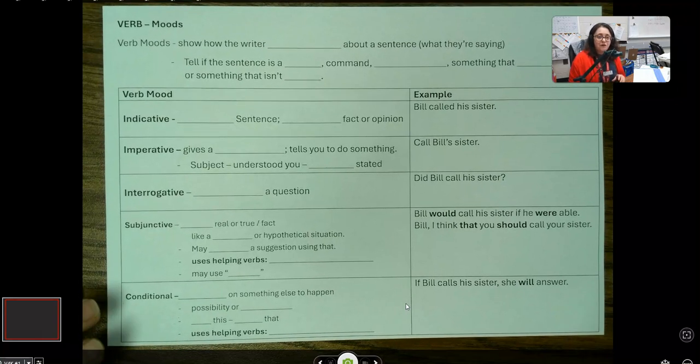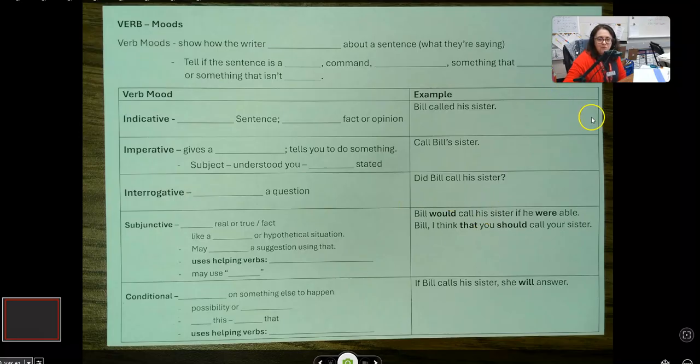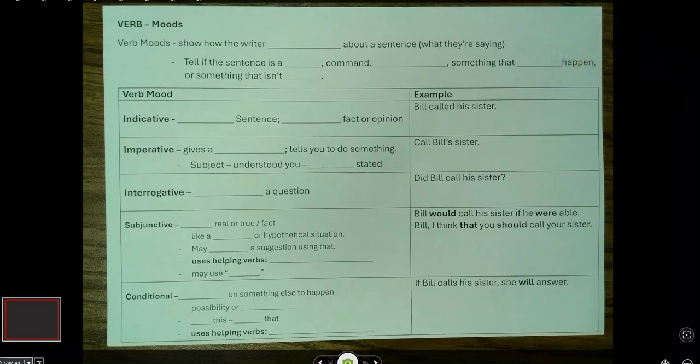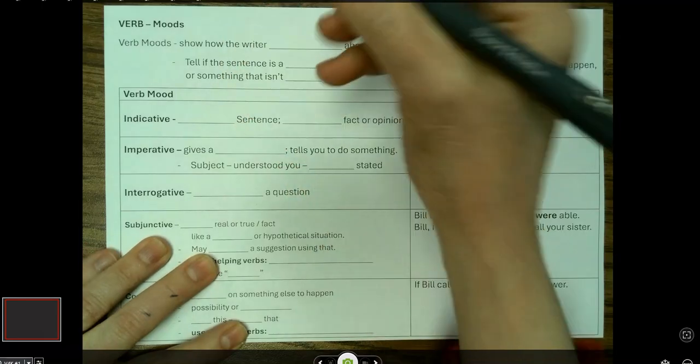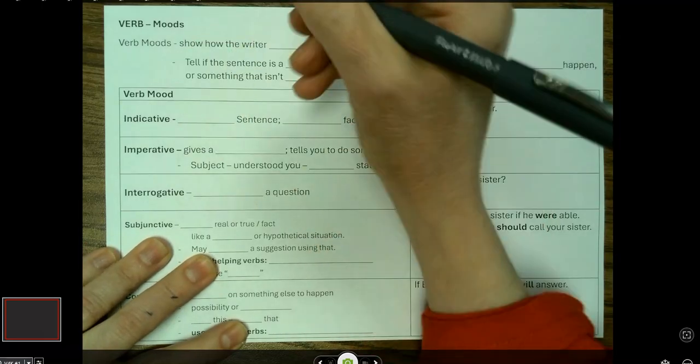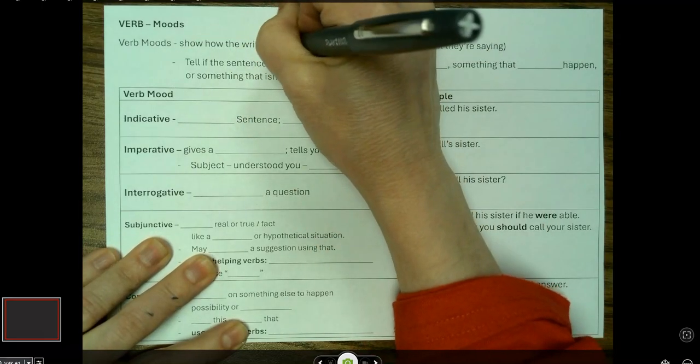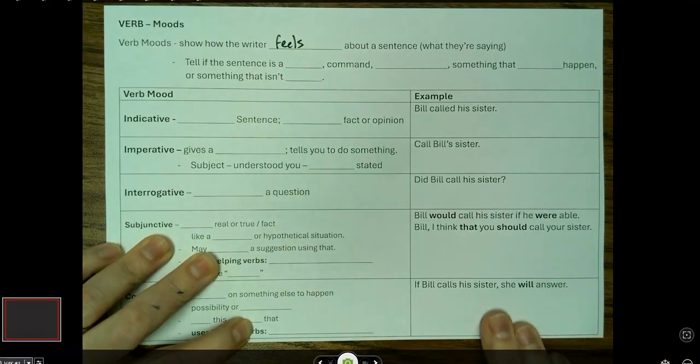All right, so verb moods. So yes, verbs can be moody, just like middle school kids. Verb moods show how the writer feels about a sentence. It's like how you feel about what they're saying. So verb moods show how the writer feels about the sentence or what they're saying.